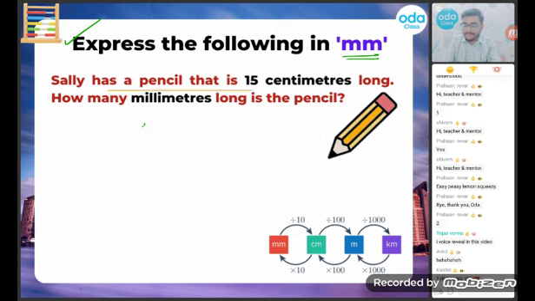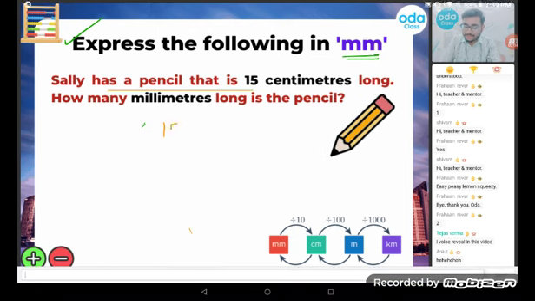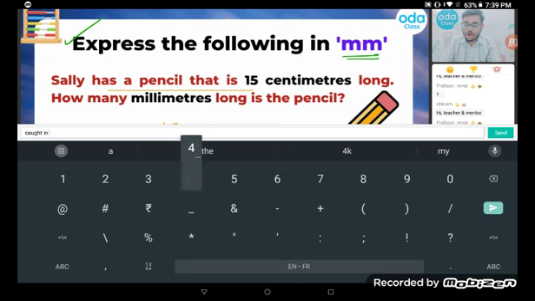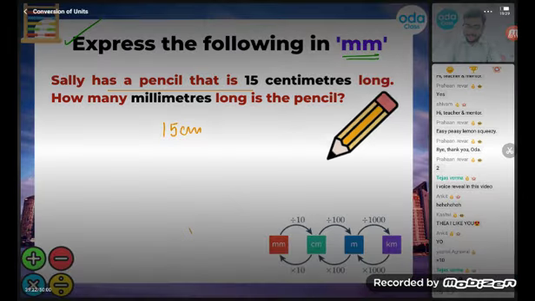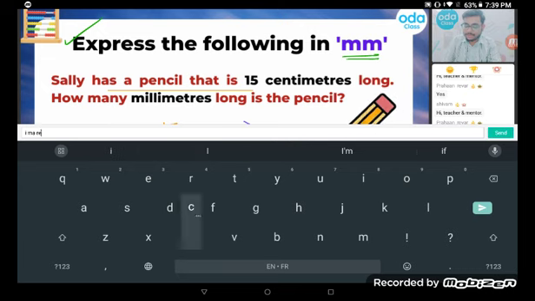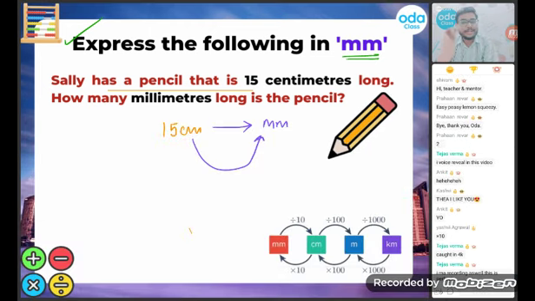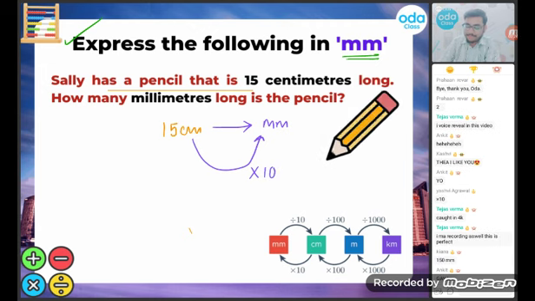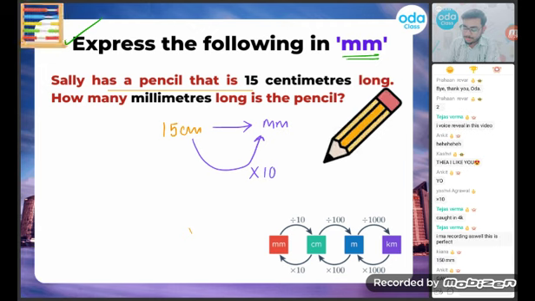Everybody tell me. Sally has a pencil that is 15 centimeter long. And students, you have to tell me how many millimeters long is the pencil. So you have to convert this pencil length into millimeter. Anyone tell me? To convert centimeter to millimeter, which number do I have to multiply with? With 10.